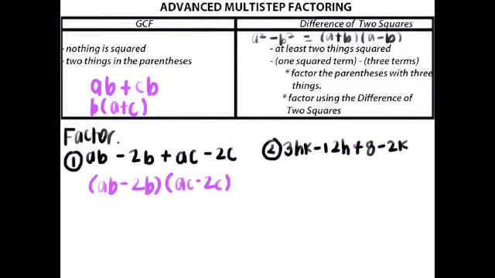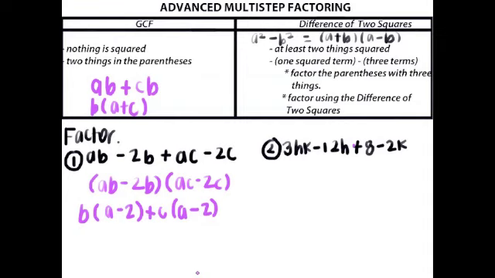Let's pull out the GCF from each parenthesis. In this parenthesis, I'm pulling out a B. That's what they have in common. So I have a B, and then what's left in there is a minus 2. In this one I have AC minus 2C, positive AC. So let's pull out a positive C. Positive C, I want to take that plus sign with me. Positive C, what's left in there is an A minus 2.